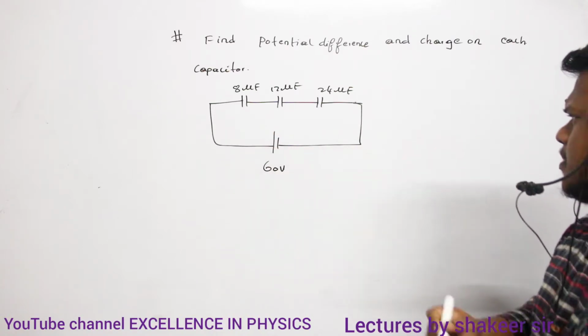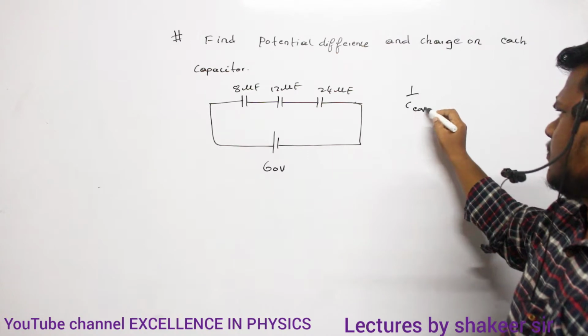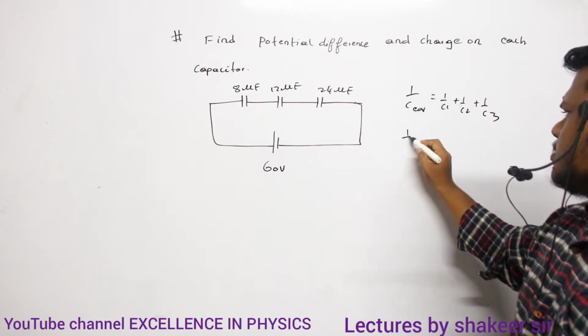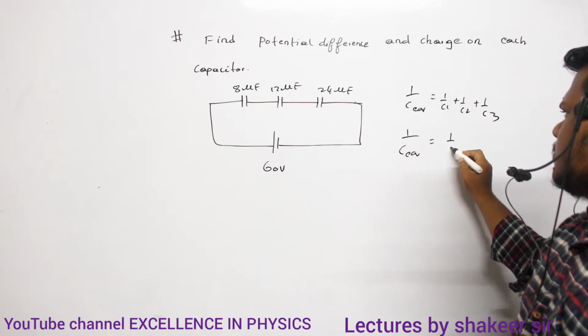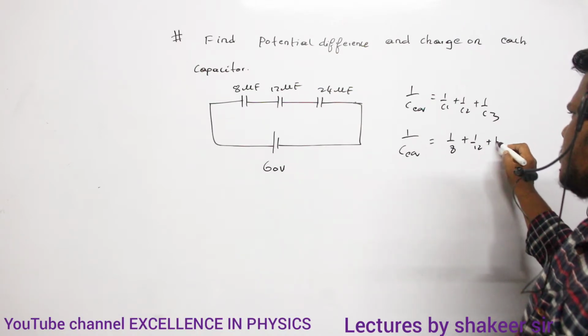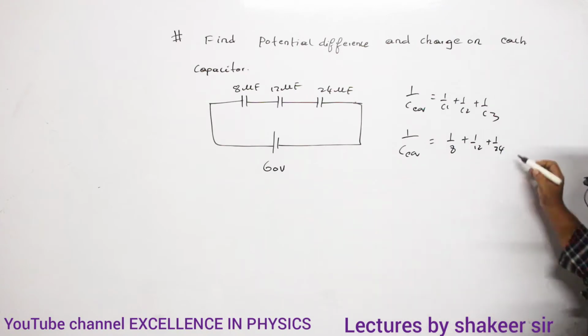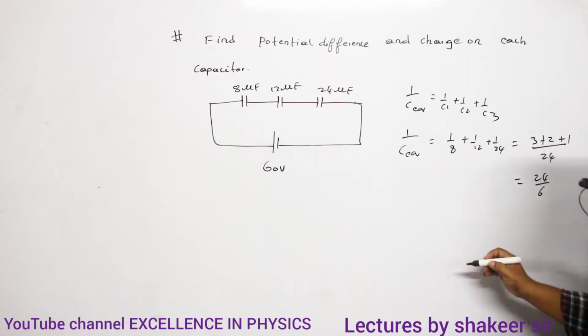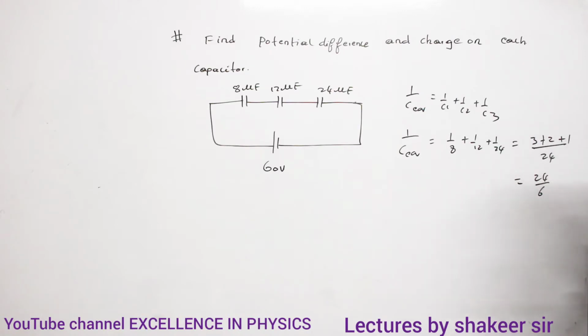So how can I calculate the equivalent capacitance? 1 by C equivalent is equal to 1 by C1 plus 1 by C2 plus 1 by C3. So 1 by C equivalent is equal to 1 by 8 plus 1 by 12 plus 1 by 24. Clear? So I can take the LCM as 24. 8 3s are 24, 12 2s are 24, plus 1. So 6 divided by 24. 6 4s are 24, so 1 by 4.